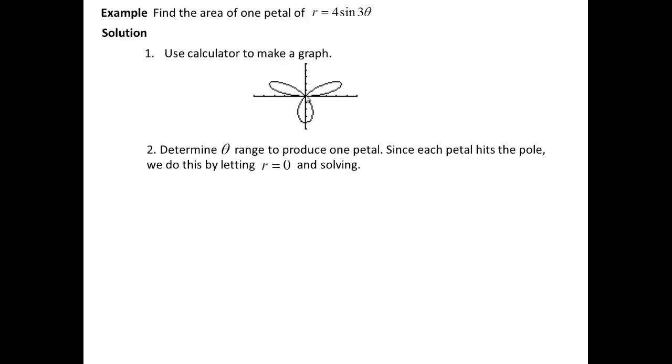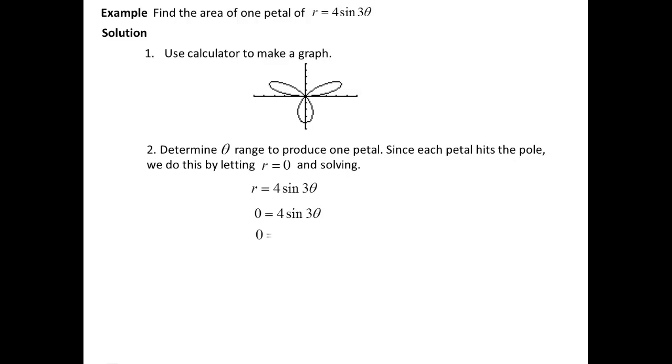So we can try to find a theta min and a theta max that will trace out one petal by letting r equal 0 in our polar equation. r equals 4 sine 3 theta. Remember, r is distance from the pole. So if you're at the pole, your distance from the pole better be 0. So if we take our polar equation and let r equal 0, this is just a straightforward trig equation to solve. 0 equals 4 sine 3 theta.